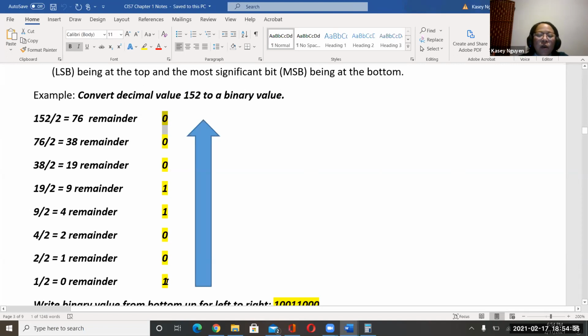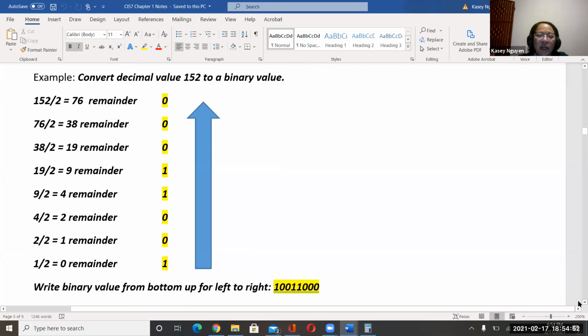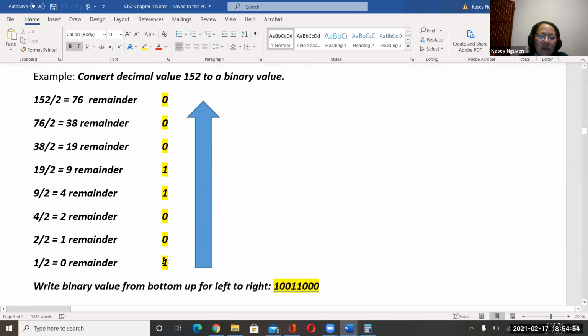So the left is going to be from the bottom. That's the most significant bit. If you write from left to right, because that's how we type and how we write, you're going to go from bottom up. That's why I put the arrow there for you. So you're going to start with the 1 from the bottom here. That's the first one there. Okay. So any question with the division method?